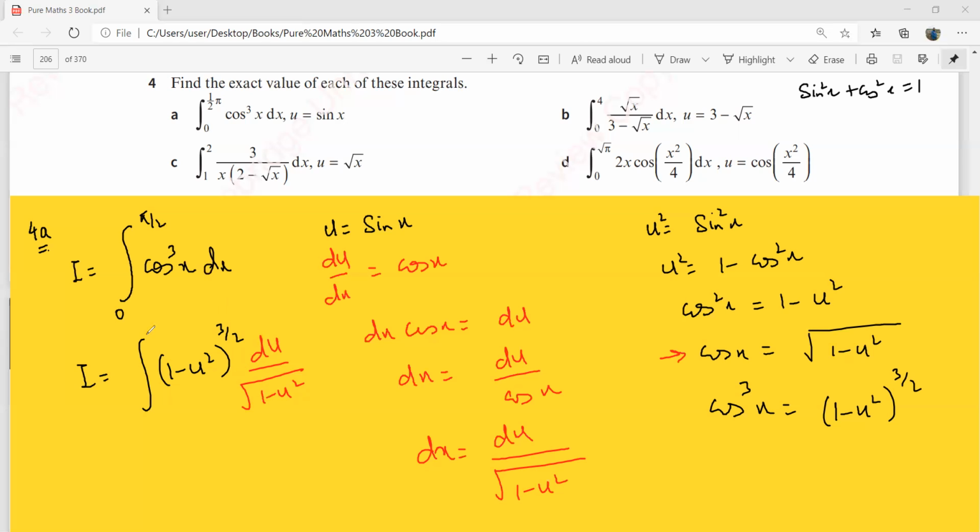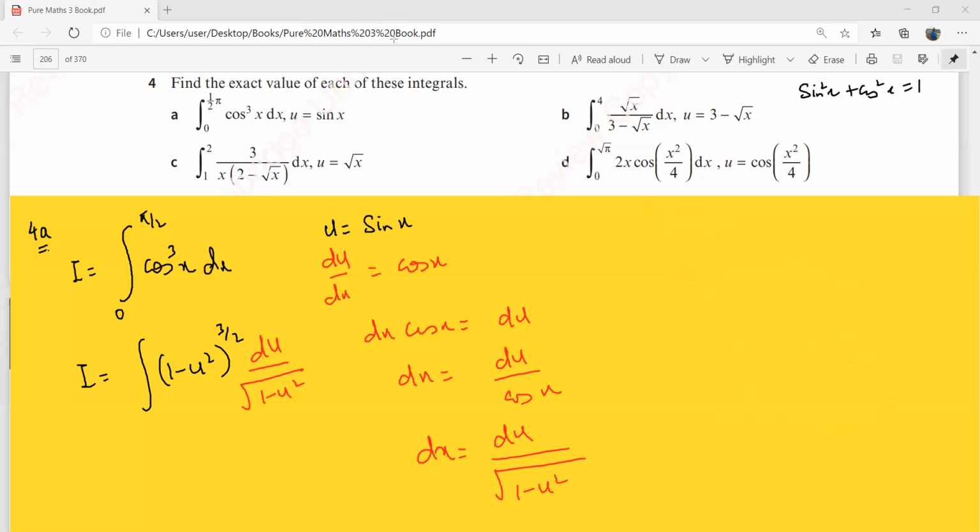We have to change these limits as well. These have to be according to this substitution. So let's change this into u. Now we have u equal to sine x. So when your x is 0, your u is going to be 0. When your x is pi by 2, your u is going to be sine pi by 2, which is going to be 1. So the new limits are from 0 to 1.